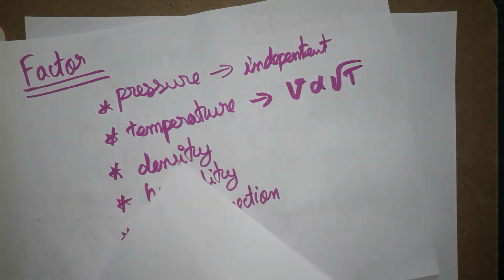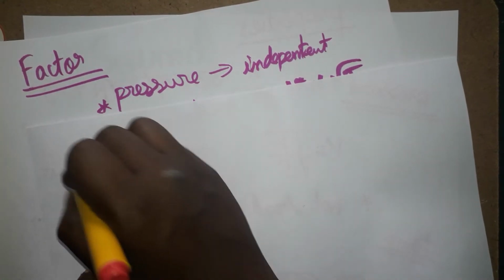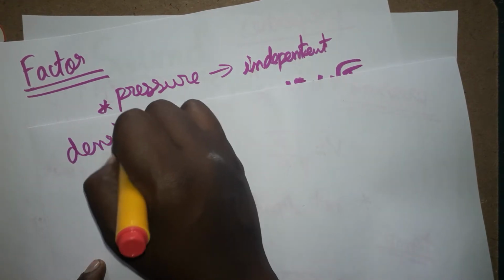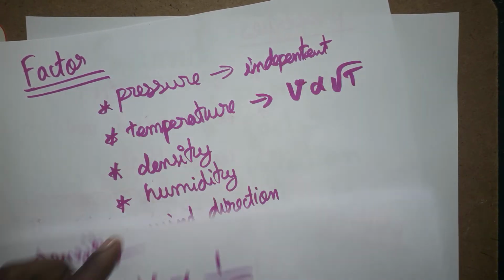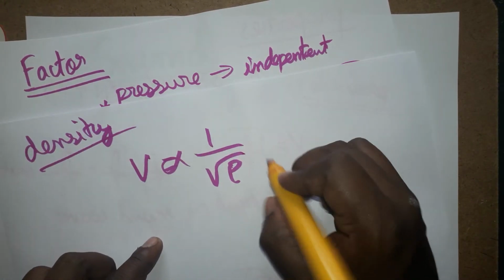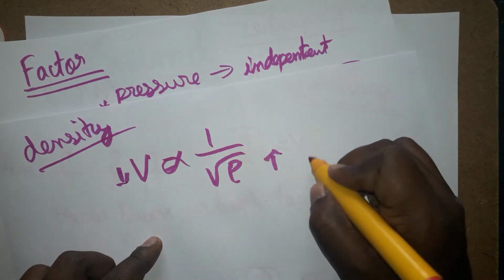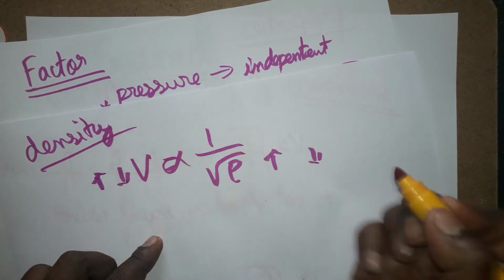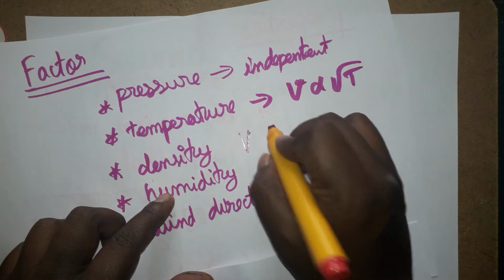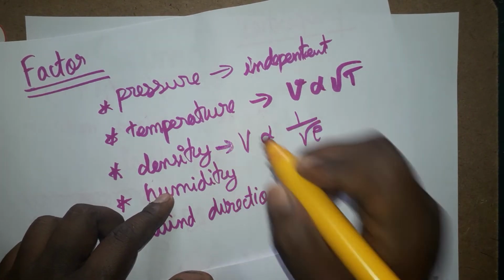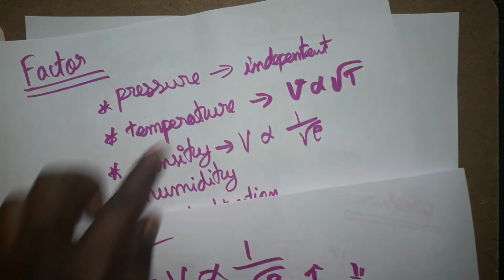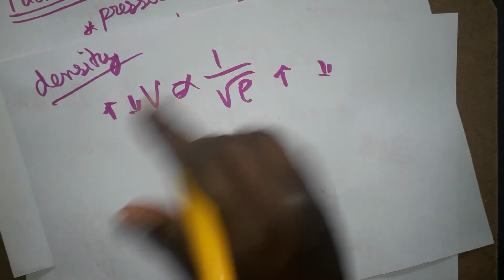The next one, density. We know velocity is inversely proportional to root of density. Very simple equation. When the density is more, velocity will be less; when the density is less, velocity will be more. So density affects velocity inversely. Then humidity.